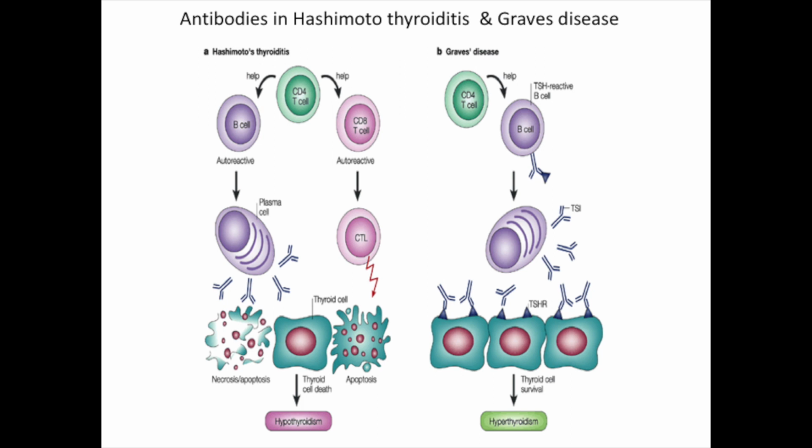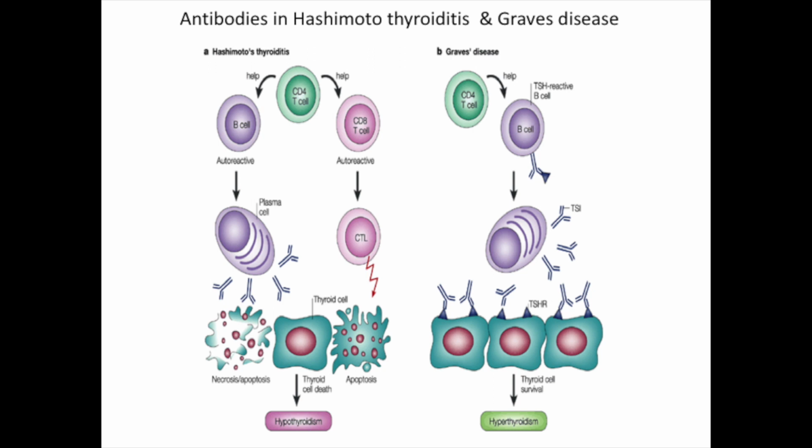The antibody is thyroid stimulating antibody. So it stimulates the TSH receptors in the gland, promoting more hormone synthesis and more hormone release, ending up with Graves' disease and hyperthyroidism. So the cells are hyperactive and secreting more thyroid hormone because it is a stimulatory process.